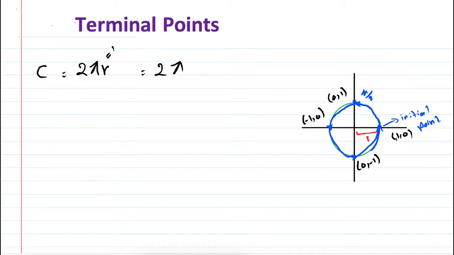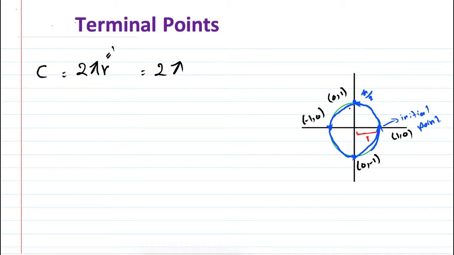Okay, so as you can see, the opposites are equal in value, opposite in direction, or opposite in sign. Here I have the terminal point 1 and 0, here I have -1 and 0, here I have 0 and 1, and here I have 0 and -1. Okay, so let's do this.